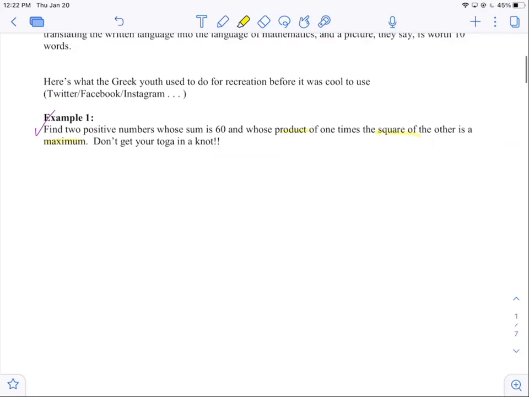Well, I wrote this, I skipped it, but this is what Greek youth did back in the day before TikTok and phones. They challenged each other in the sand and out in the street for these types of problems.